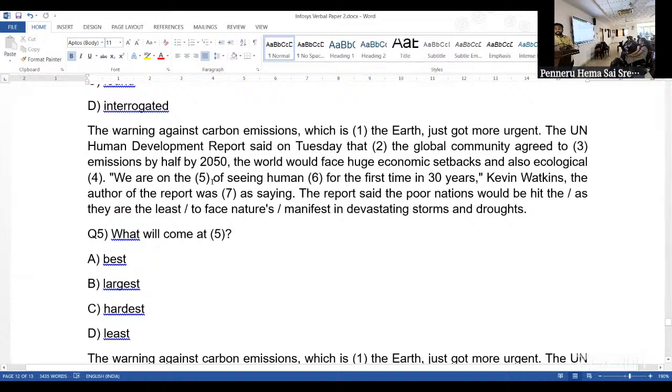We are on "dash of seeing humans for the first time in 30 years." "East of," what is the appropriate word? Best.